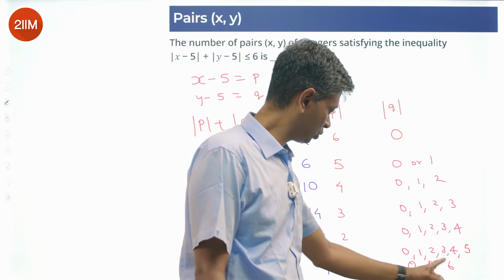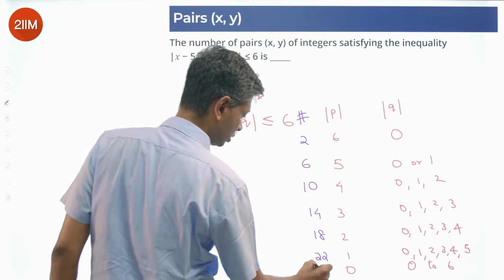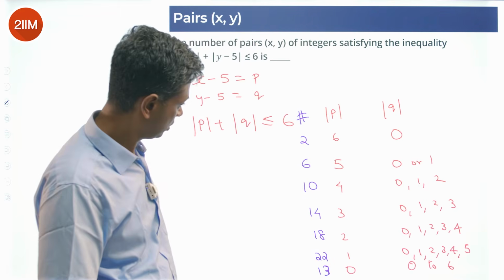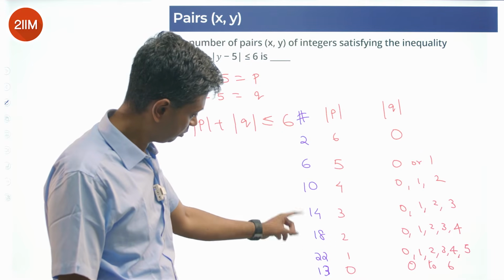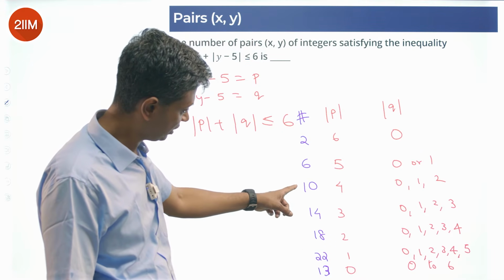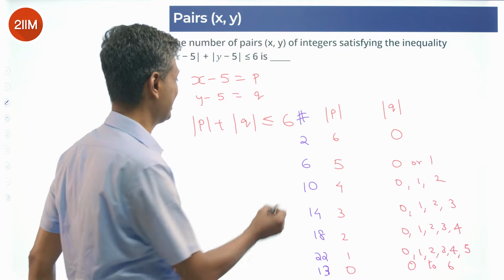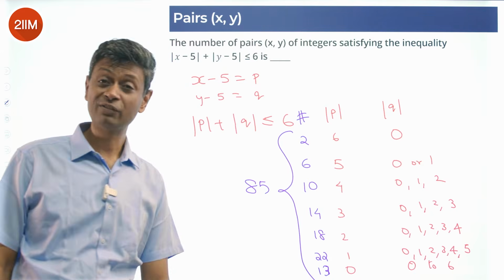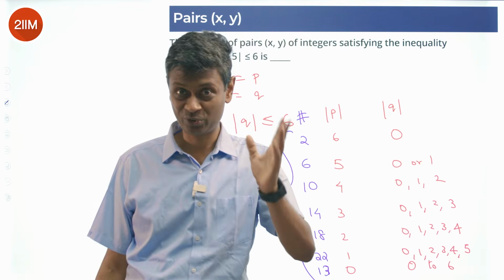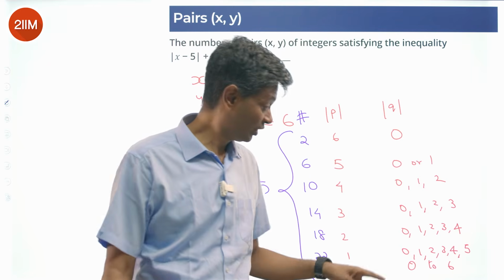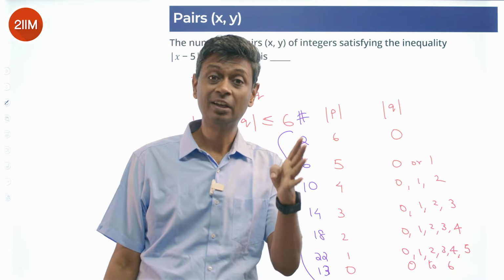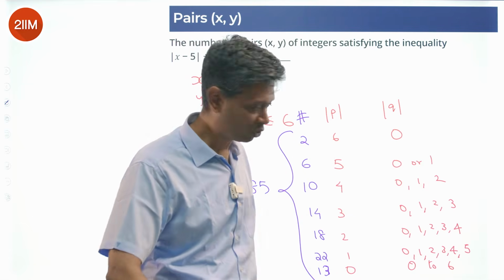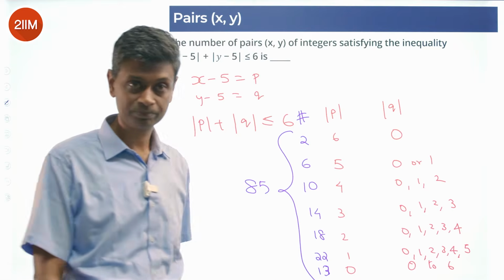You can take values from 0 to 6, not 7 values. This is 13 values. 35 plus 32, 67, 77 plus 8, 85 values. Sorry, I put only 7 there. 13 values, 0 to 6, minus 1 to minus 6. Not 7 values, 13 values. 0 to 6, 1, 2, 3, 4, 5, 6, 0, 7 values. Minus 1, minus 2, minus 3, minus 4, minus 5, minus 6. 6 more values, 7 plus 6, 13 values.